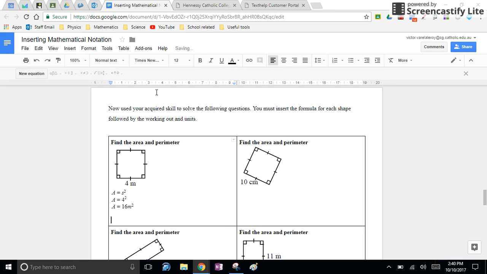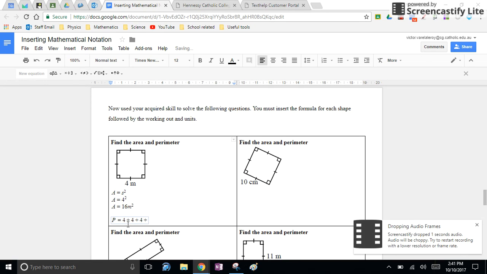Good. All right, so let's spend a little bit more time to do the other one, because now we need to do the perimeter. So let's insert an equation. So perimeter equals, now remember that in a square, the perimeter is all around. If you were to walk it, how much will you walk? So it will be 4 that way, 4 that way, 4 that way, 4 that way. So you'll have 4 plus 4 plus 4 plus 4.